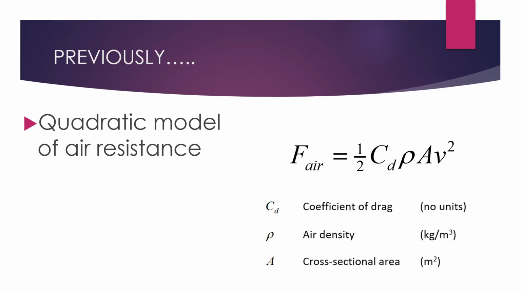And then the next one is the cross-sectional area, which is the area of the front of the moving object. In other words, how much of the front of the object comes in contact with the air. And that's obviously measured, because it's an area, in meters squared.